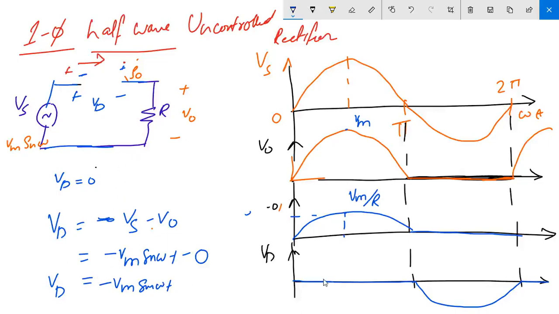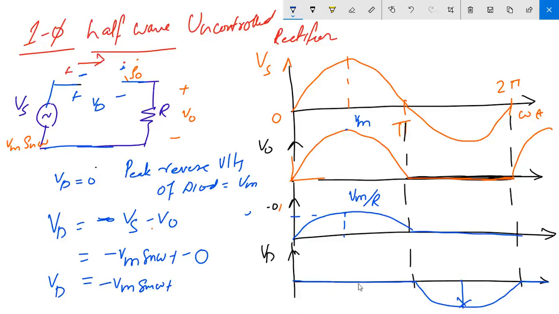Okay, so what is the peak voltage your SCR is going to experience? Your SCR is going to experience negative of your Vm. So the peak reverse voltage of the diode is Vm. Peak reverse voltage is Vm.